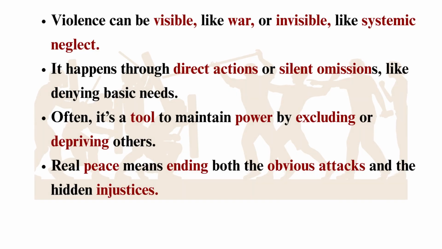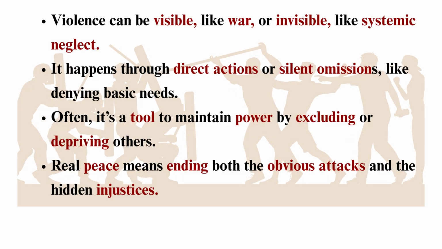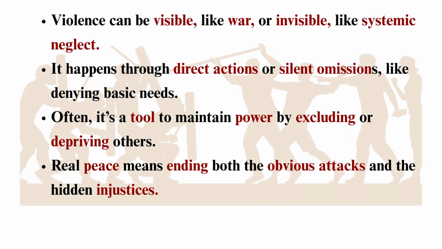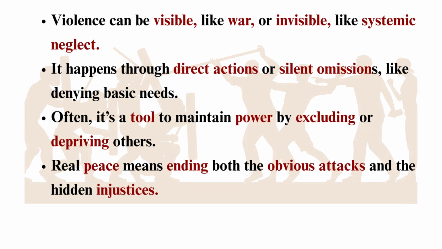Violence isn't always visible. It can be direct like war, or indirect like hunger caused by broken systems. It thrives on power, exclusion, and unmet needs. To build real peace, we must confront both the blows we see and the silence that harms.